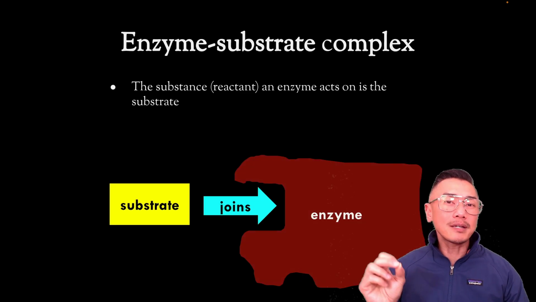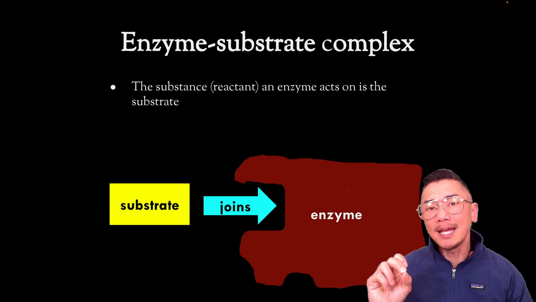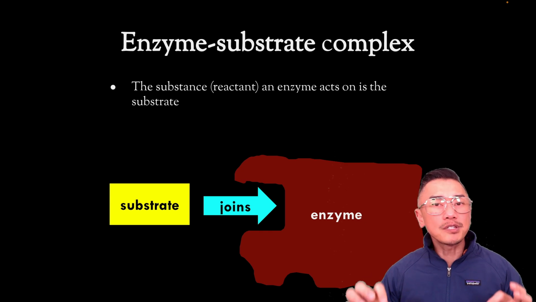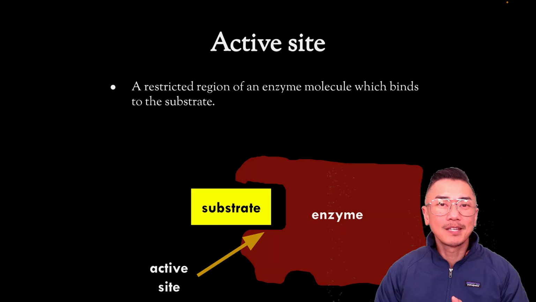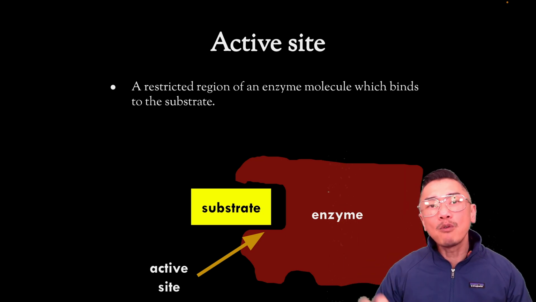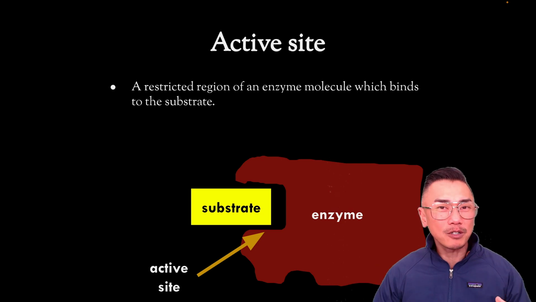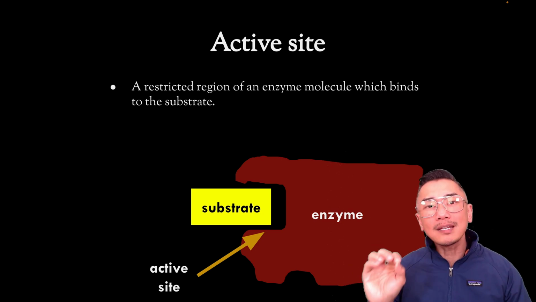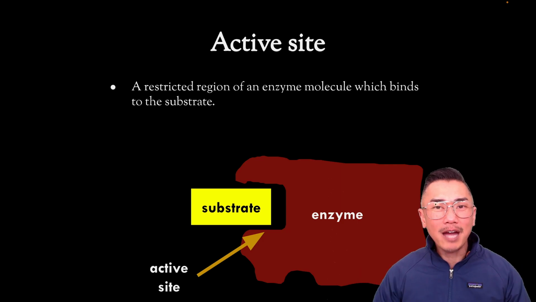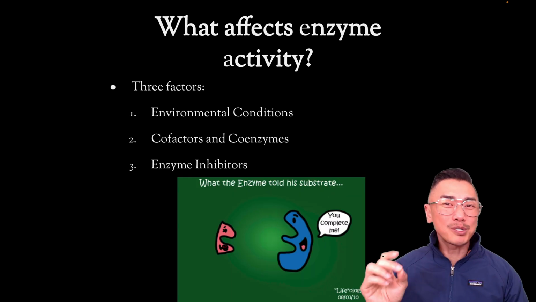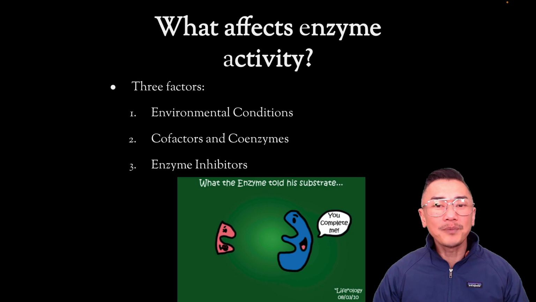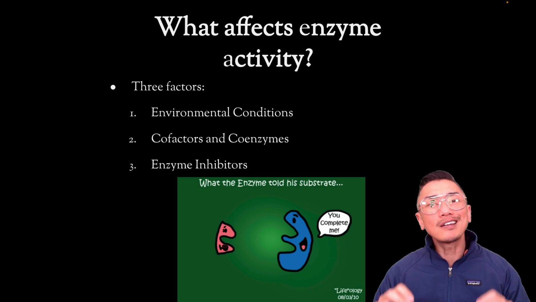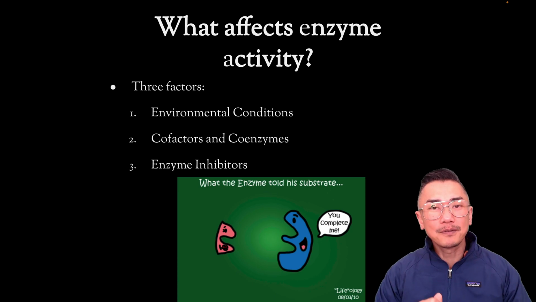If an enzyme helps a chemical reaction occur, it's called an enzyme-mediated reaction. The substances or reactants an enzyme acts upon are called substrates. Substrates bind to an enzyme at its active site. At this point, the enzyme will break a substrate apart if it's a catabolic reaction, or it will bond substrates together if it's an anabolic reaction. There are three factors that will slow down or speed up an enzyme-mediated reaction. Those three factors are environmental conditions, cofactors and coenzymes, and enzyme inhibitors.